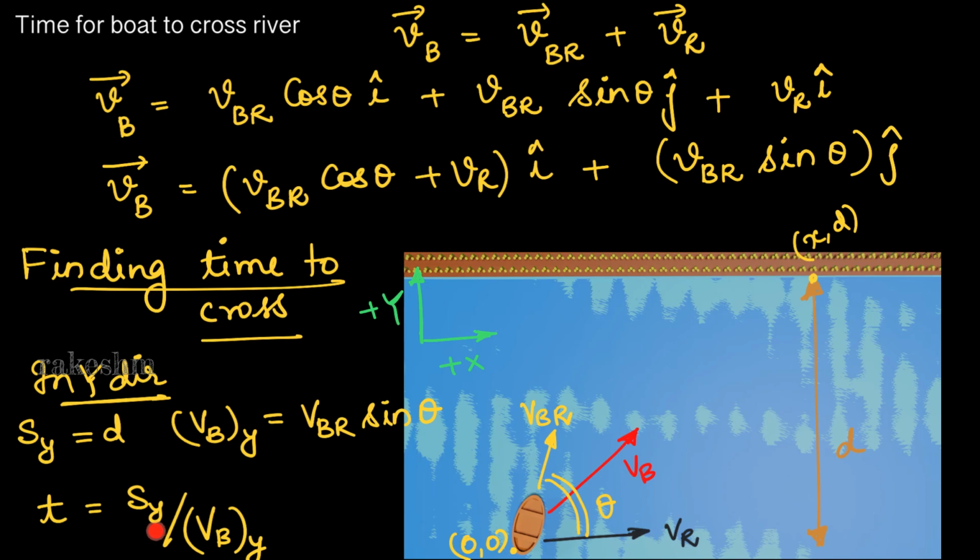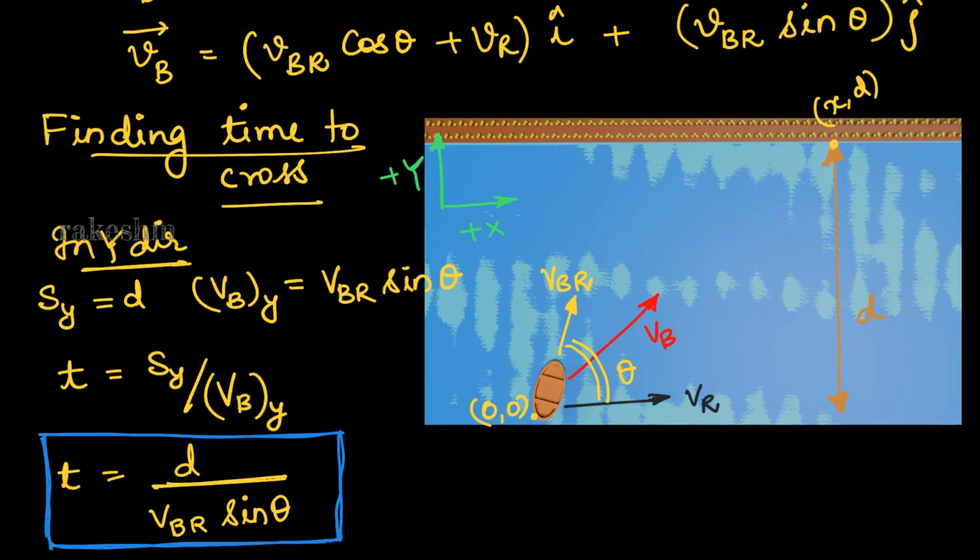Acceleration is 0, so we can write time equals displacement by speed. So we put these values in this equation and we get time as d by VBR sin theta. So the time taken by this boat to cross the river is d by VBR sin theta. Let us have a look at the schematic.